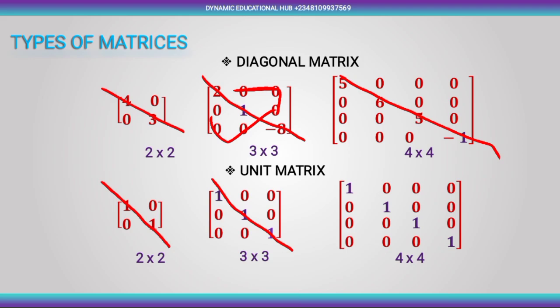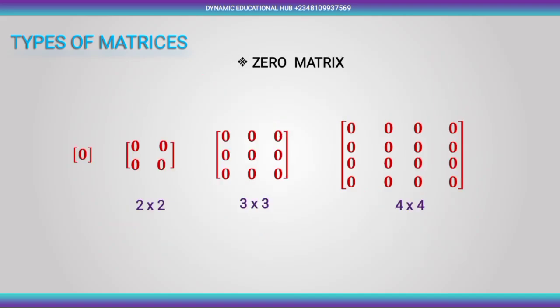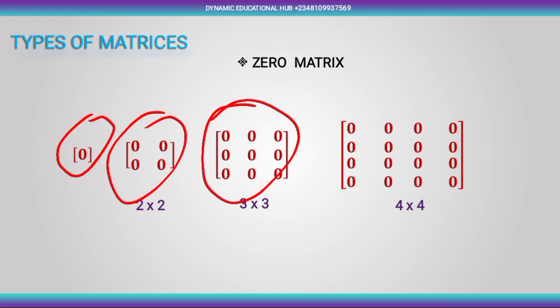So we also have a unit matrix of order 4 by 4. Another type of matrix is the zero matrix. Zero matrix simply means a matrix that has all its elements as 0. So for instance, we have 2 by 2, 3 by 3, 4 by 4, and all the elements are 0.